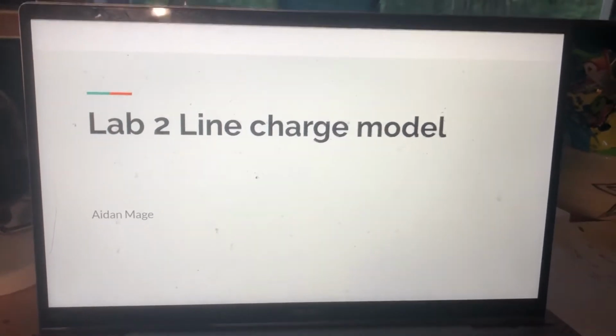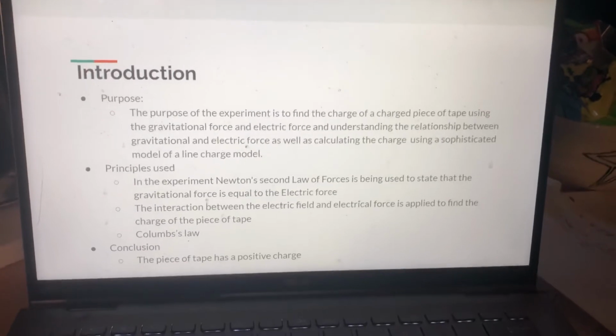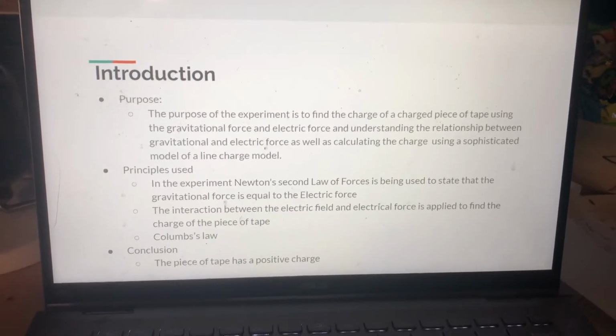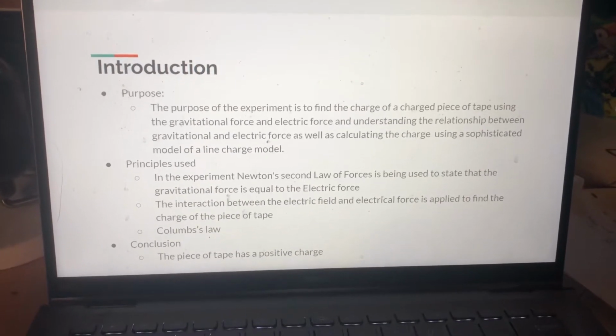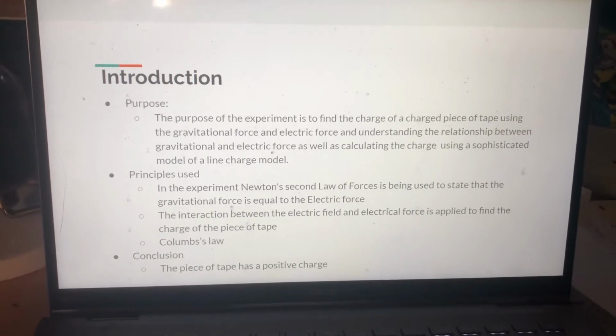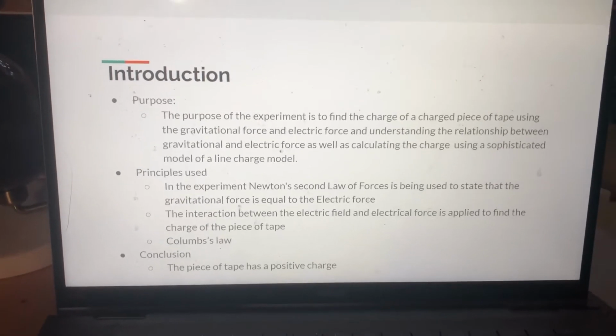This is my lab report for Lab 2, the line charge model by Magee. So the purpose of the experiment was to find the charge of a charged piece of tape using the gravitational force and the electric force and an understanding of the relationship between the two forces, as well as calculating the charge using a sophisticated model, which was the line charge model.